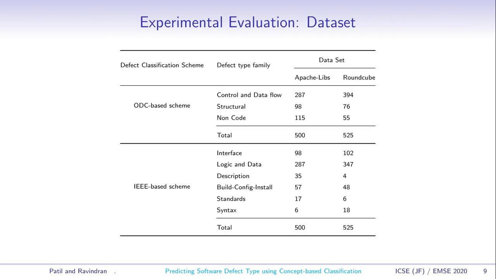For validation of the proposed approach, we use two software defect datasets and two different schemes. The Apache Libs dataset is the standard benchmark used to establish the current state of the art. The second dataset has defects from the Roundcube webmail software. We use the classification schemes proposed by IEEE as well as Thung et al. The distribution of defects in the gold standard datasets is shown in the table.